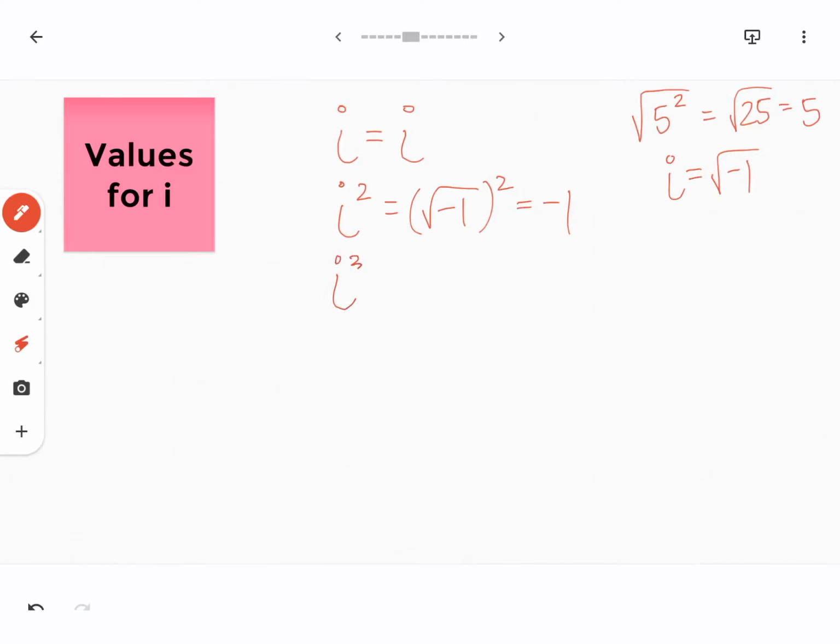If I keep going, i cubed, and I'm going to split this apart so we can figure out what this would be. What I want you to think about, i cubed is the same exact thing as i squared times i, because if you do 2 plus 1, you get 3. And then what we can do, okay, i squared, we already said was -1, so I'm going to replace that. And then my answer is just -i when I do that multiplication. So if I ever have i cubed, I don't need to have an exponent anymore. I'm just going to write -i.